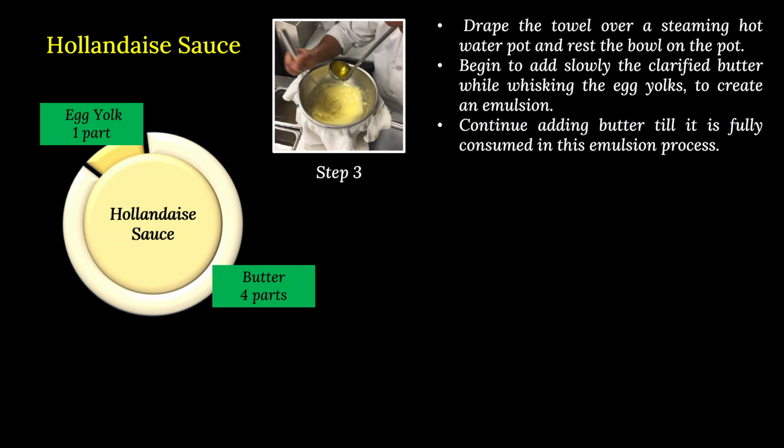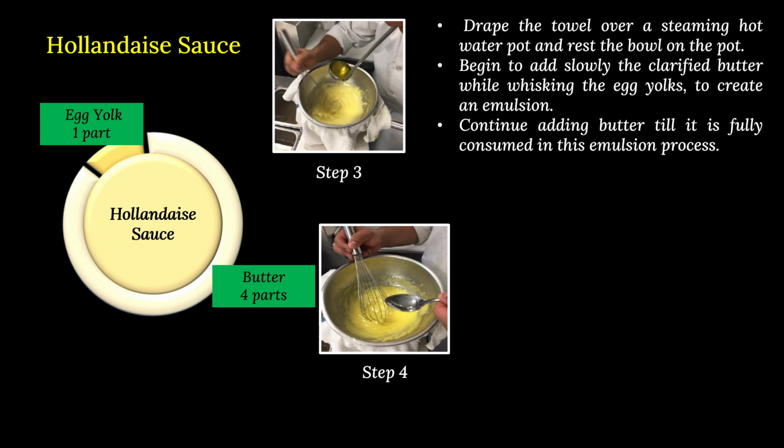So you should be very careful at this point. There is a critical point. We'll add butter drop by drop. Mind that clarified butter and go on whisking continuously. Once you do this process, ultimately the emulsion will occur and it will become a fluffy mixture. A saucy texture will come. Next, we proceed to step 4.